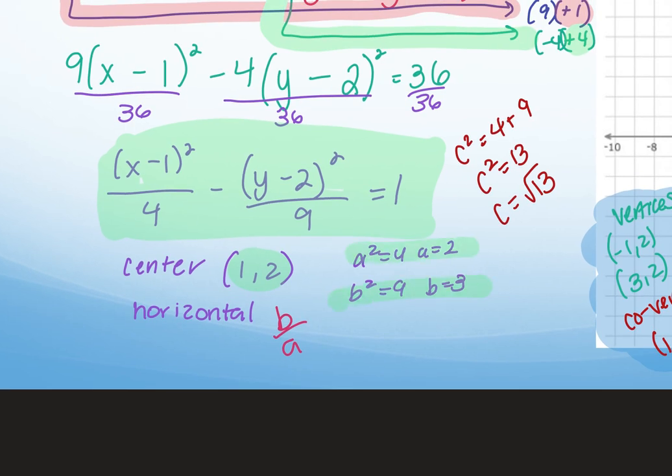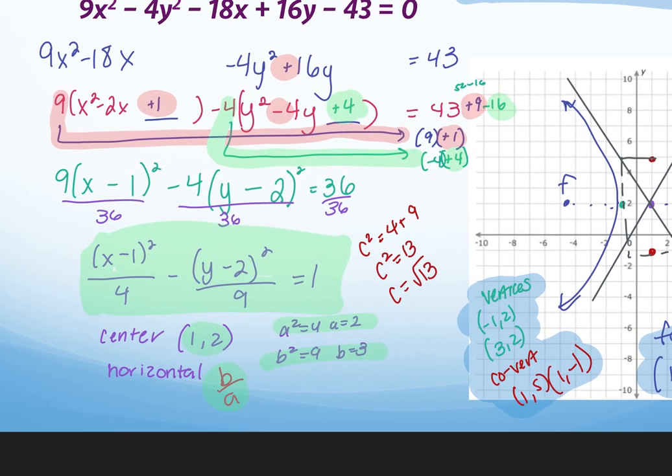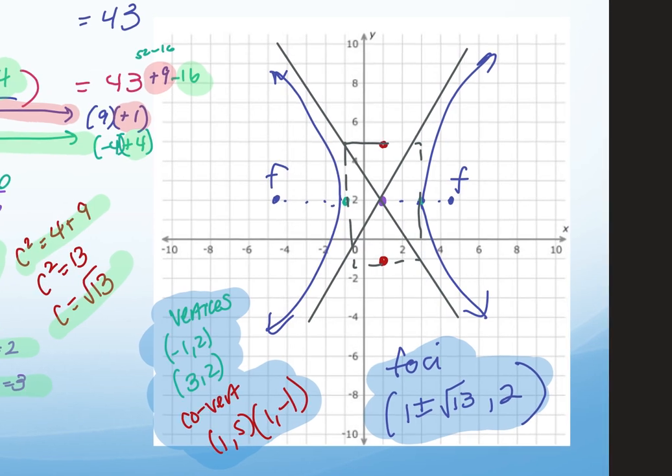It's horizontal because the x comes first, so it's a b over a scenario when you get to your asymptotes. And c squared equals 4 plus 9, so c equals the square root of 13. So then I would go to the graph. I would plot the center at that 1, 3, or 1, 2. Use my A to go right and left. Use my B to go up and down.